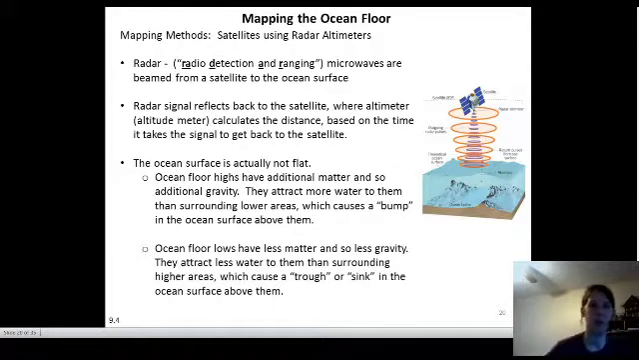Now this is a pretty cool method because the ocean surface is actually not flat, it's not uniform. The ocean floor highs have additional matter and so additional gravity. They attract more water to them than the surrounding lower areas, which causes a bump in the ocean surface above them. And ocean floor lows have less matter and so less gravity. They attract less water to them than the high areas, which causes a trough or a sink in the ocean surface above them. So we can actually use these rises and these sinks to get an impression of what the ocean bottom looks like, because it should generally reflect the ocean's floor.